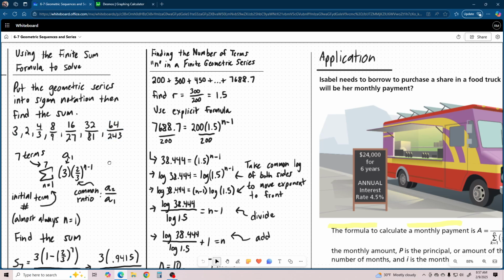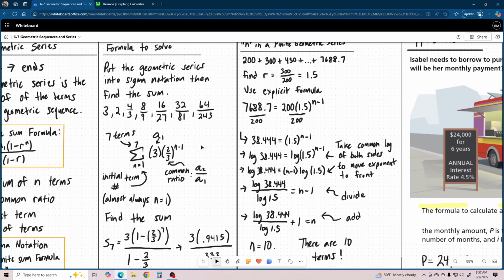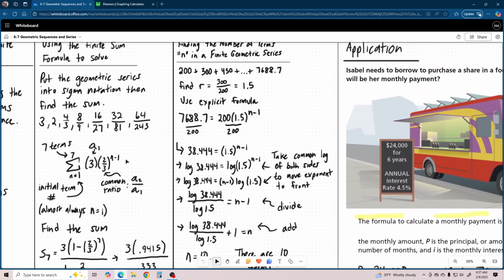So we need to find our key pieces. We need to find all of these things. We need to find a sub 1. We need to find r. We need to find n, which we just found out was 7. That's not too bad. And then we're just going to sum everything together. So first of all, how can we find these? Well, we know a sub 1 is 3. That's not too bad. So we can plug that in. We know that we have 7 terms, so we can plug in the 7 for the n.